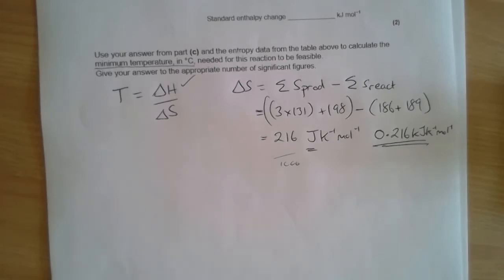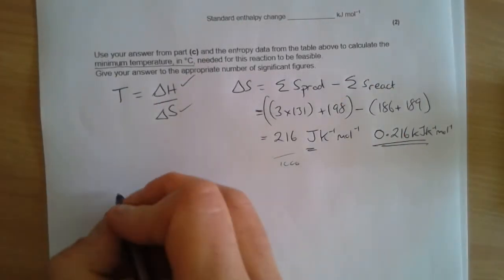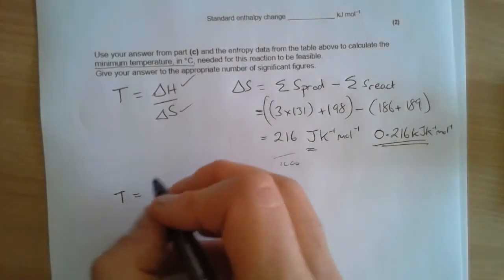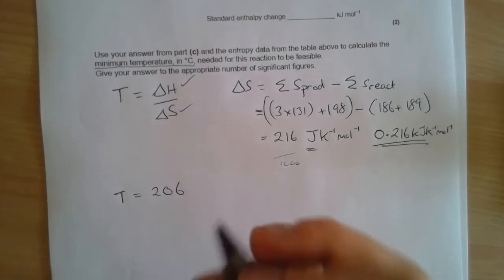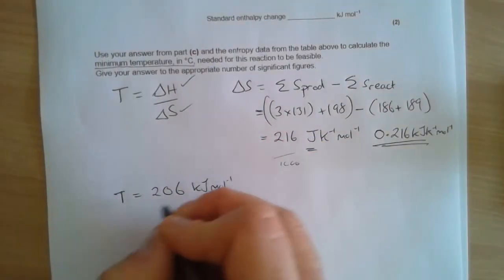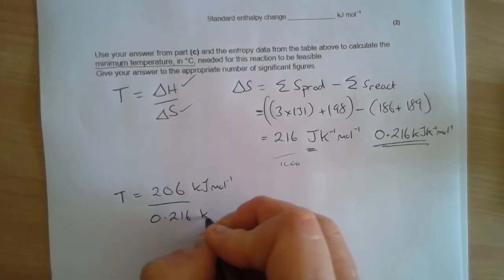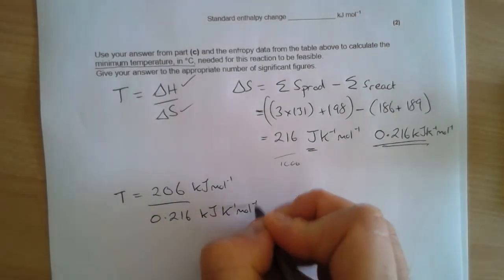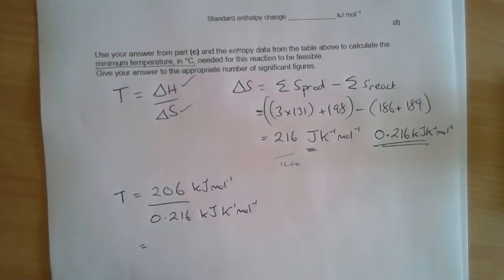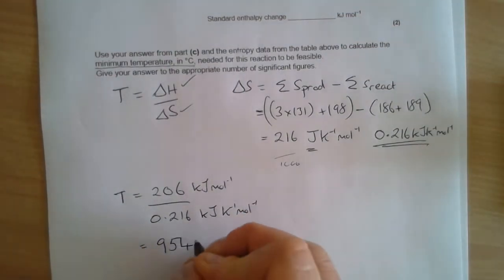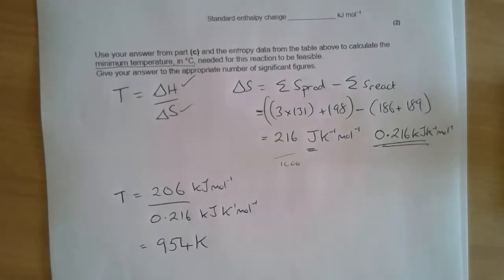So let's do the last part of our calculation. So T equals delta H divided by delta S. So T is going to be equal to delta H, which we calculated earlier, which is 206 kilojoules per mole, divided by 0.216 kilojoules per Kelvin per mole. And that gives us an answer of 954 kelvins. So it's actually 953.7 kelvins, but we've rounded it up to 3 significant figures. We'll talk about why that is in a moment.